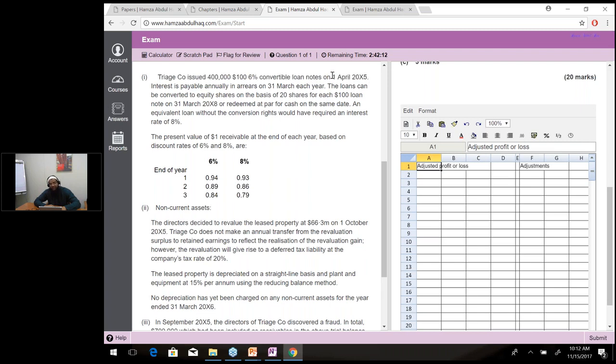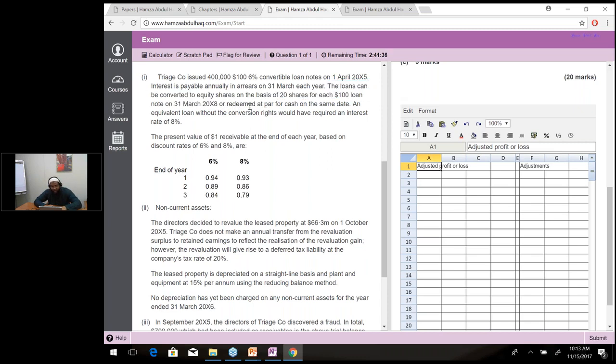So 1st April 20x5 means at the start of the year, on the first date of the year. Interest is payable annually in arrears on 31st March each year. So the interest will be paid at the end of each year. And then the question further says the loans can be converted to equity shares on the basis of 20 shares for each $100 loan note on 31st March 20x8, which means the loan note belongs to 3 years. Issued in 20x5, so 20x6, 20x7, and 20x8. The total life is of 3 years.